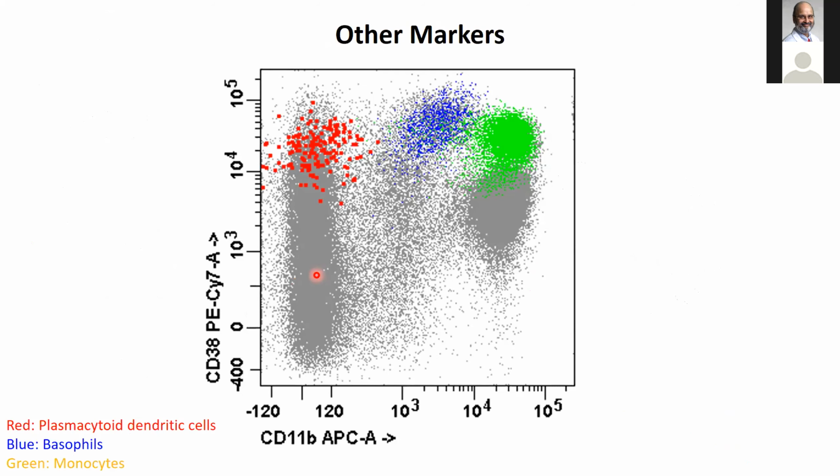Okay, other markers to pay attention to. CD11B is going to be nicely positive at a moderate intensity here for basophils and negative for plasmacytoid dendritic cells. Importantly, basophils have nice bright expression of CD38, and plasmacytoid dendritic cells have nice moderately bright expression too. So in neoplastic populations, you can see a decrease in CD38 on these populations.